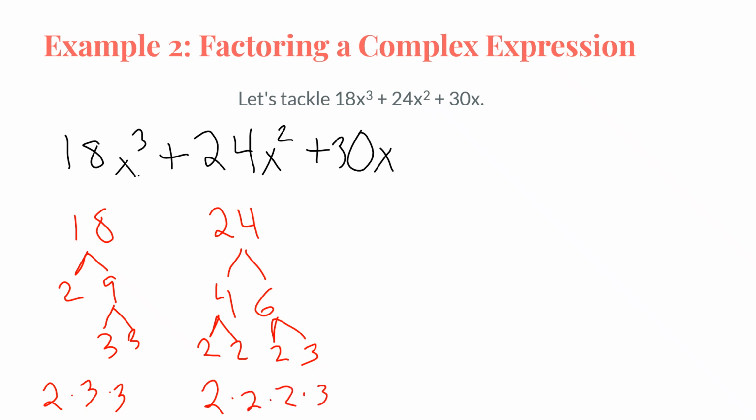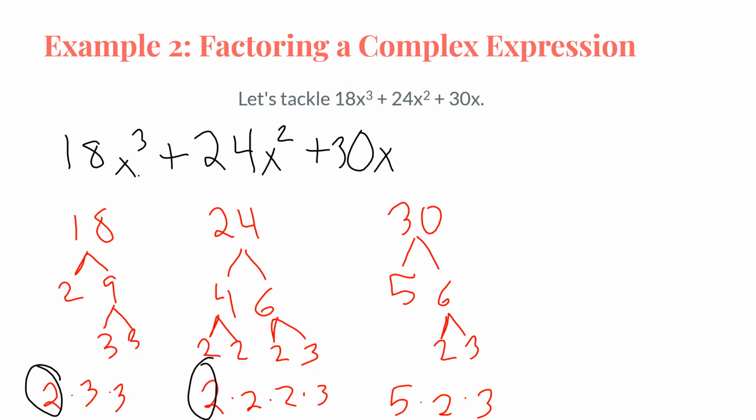And finally, we're going to do 30. 30 could be broken down into 5 times 6. 6 could be broken down into 2 times 3. So then we have 5 times 2 times 3. And what we notice is that 18 has a factor of 2, as well as 24, as well as 30. 18 has a factor of 3, as well as 24, as well as 30. And we notice that that's the only factor that each one has.